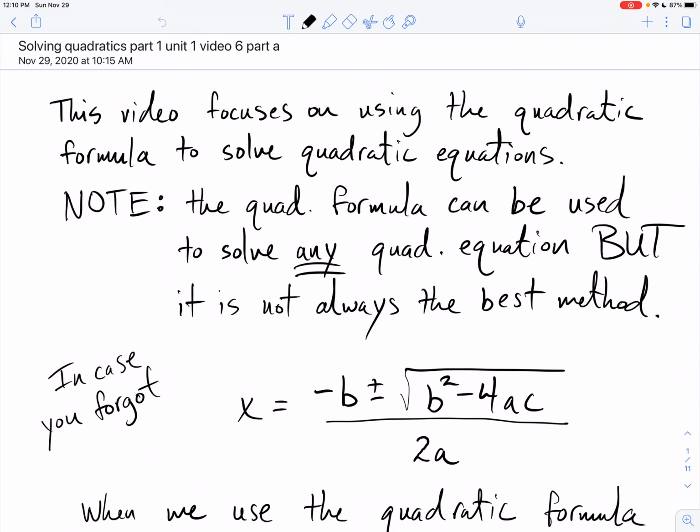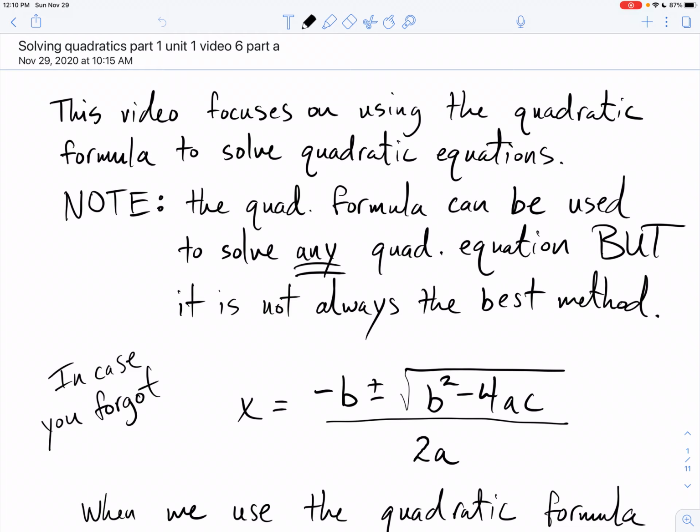Now, we're going to talk about different ways to solve these, but the quadratic formula can be used to solve any quadratic equation. But it is not always the best method. End of story. Some people try to use it for everything. It actually makes your work harder sometimes. But it is a skill I want you to practice. So this video is all about the quadratic formula.